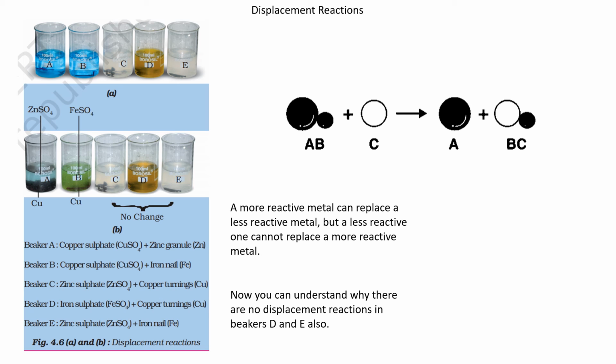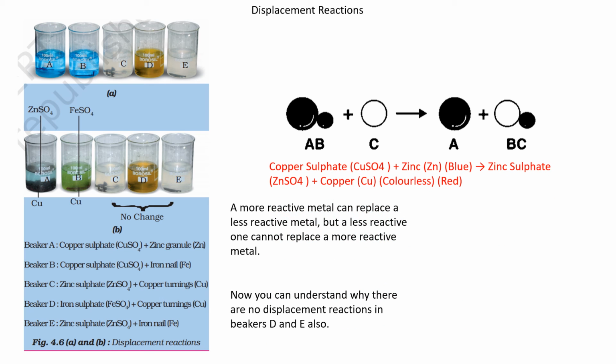But look at the equation of beaker A, there zinc has replaced copper, right? So zinc can replace copper but copper cannot replace zinc. So vice versa is not possible. So these are called replacement reactions, and now you can understand why there are no displacement reactions in beaker D and E also. So this is what I just told you, that the blue color solution has turned into a colorless solution, and you can see red color copper being sedimented at the bottom of the beaker. So beta, this is a displacement reaction.